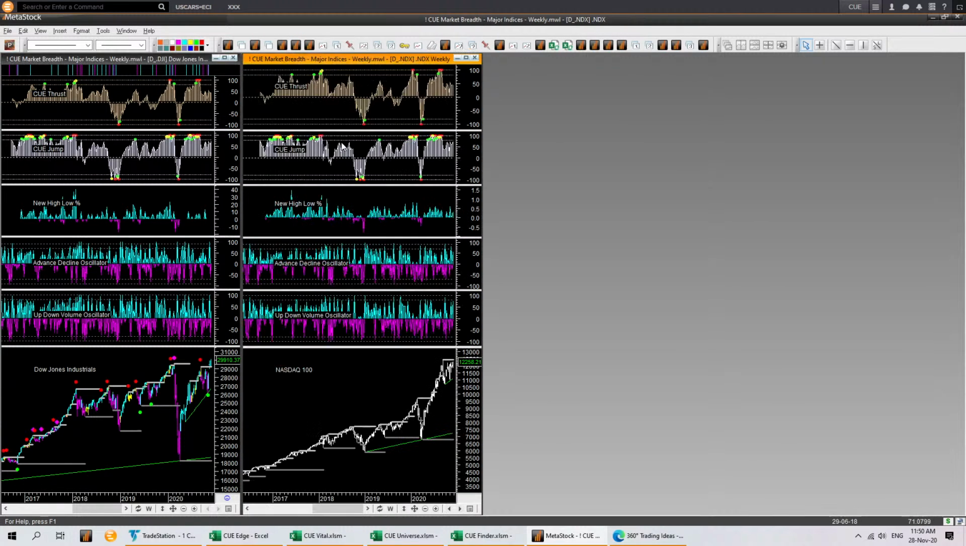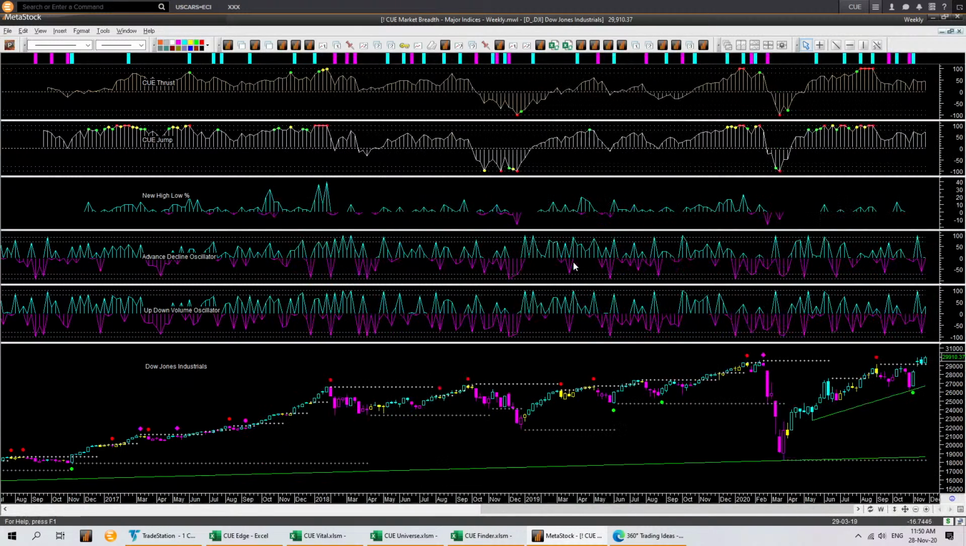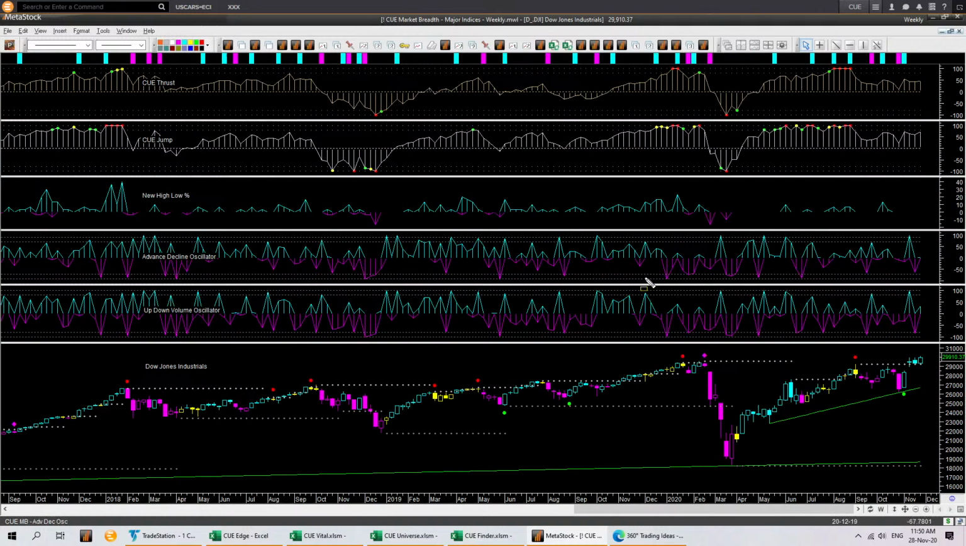Now let's have another look at the market internals, this time using the major indices. Again, I am using the weekly interval. Here I am using the same studies but not on composites, on the major market indices. First, starting with Dow Jones Industrials, again using the same internal studies: new high low, advanced decline, up down volume, and the same two Q indicators, thrust and jump, on the weekly interval.